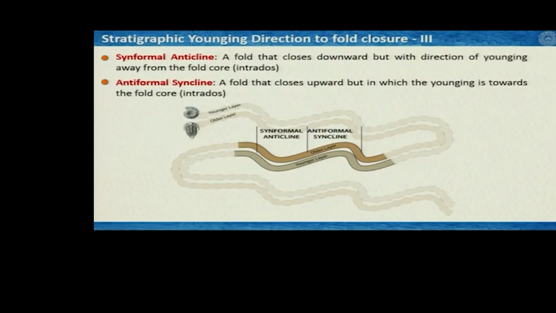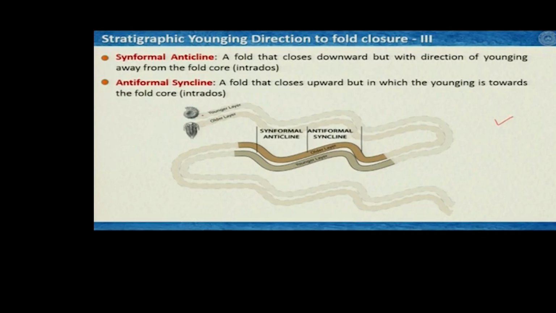Now an anticline, we learnt in the previous lecture, is when the Younging direction is away from the fold core in an antiformal structure. But in this case, in a synformal anticline, a fold that closes downwards, the direction of Younging is away from the fold core. And the reverse happens when you have an antiformal syncline, a fold that closes upward, but the Younging direction is towards the fold core. The folds generally produce this kind of structures like synformal anticline or antiformal syncline. It is a little complicated, but we'll understand it with this illustration given here.